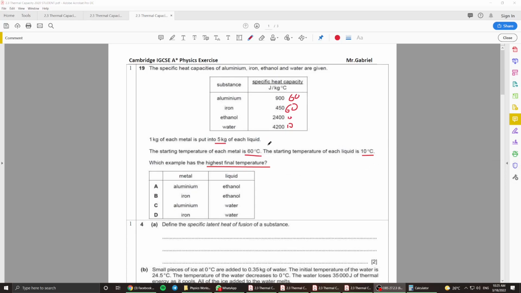Like I was saying, guys, if I want this to be high temperature, I need this to lose the least amount of temperature. In order to lose the least amount of temperature, the specific heat capacity should be relatively higher, so that it doesn't change much in temperature. Whereas for the liquid, I want more change in temperature, so my specific capacity should be relatively lower. Higher specific capacity for the metal is going to be aluminum. Lower specific capacity of the liquid is going to be ethanol. So that is why the answer is supposed to be A in this question.